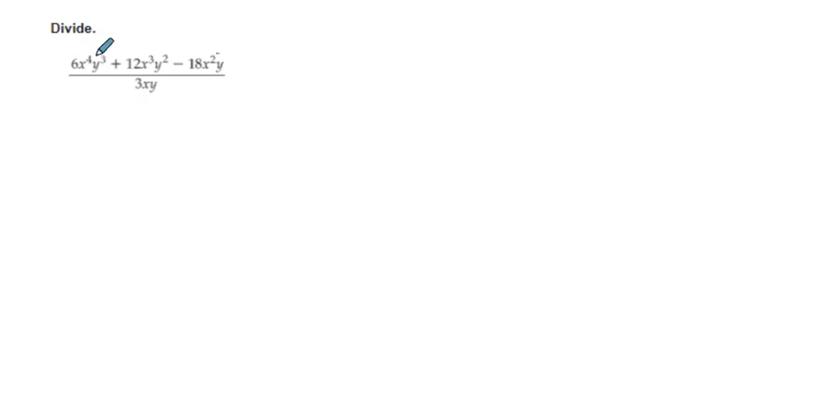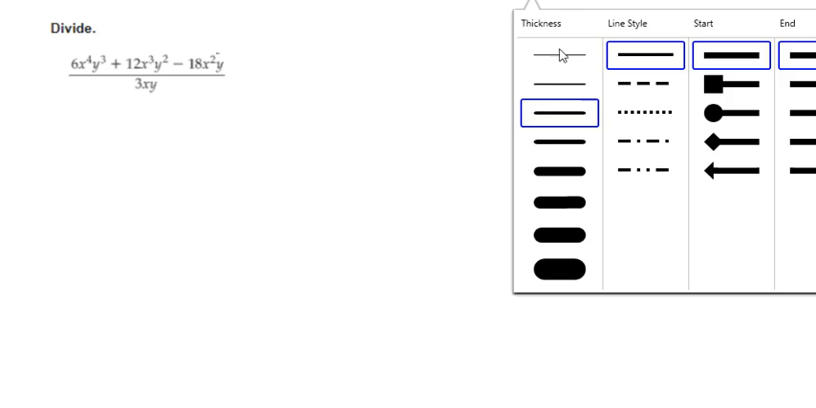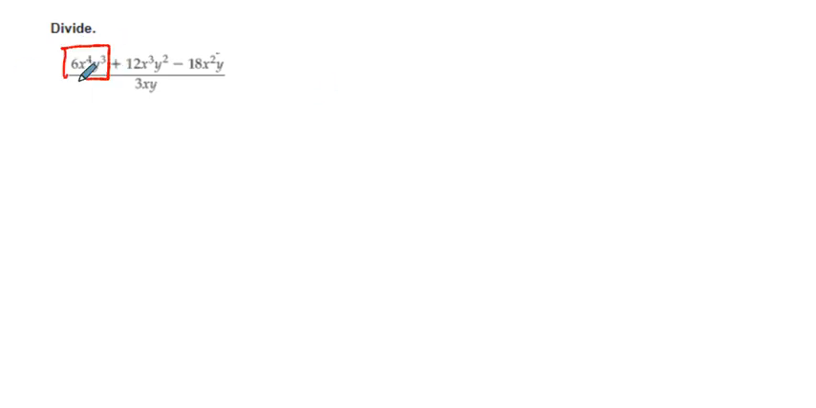We've got 6x to the 4th y to the 3rd plus 12x to the 3rd y squared minus 18x squared y. Now, there are a couple of different ways you could do this. Most of you can recognize that you can pull a factor of x squared y out of all of this and then multiply it. But I think an easier way is to break this up. Let's take the first term, 6x to the 4th y cubed, and put it over our denominator, 3xy. Now we're going to do the same thing with the other 2 terms. We're not going to do anything fancy.